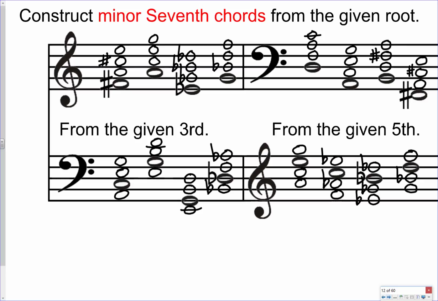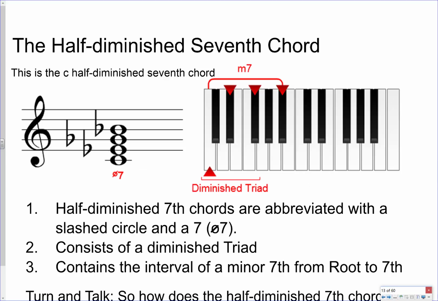Okay, we're going to proceed, so feel free to pause this video if you need to still continue checking your work. But we're moving on to the half-diminished seventh chord. So recall the intervals for half-diminished seventh chords. Here we have a half-diminished seventh chord in treble clef, and we're calling this the C half-diminished seventh chord because C is the root.